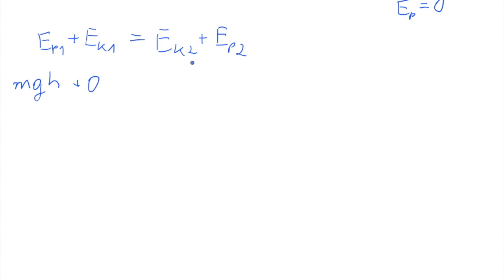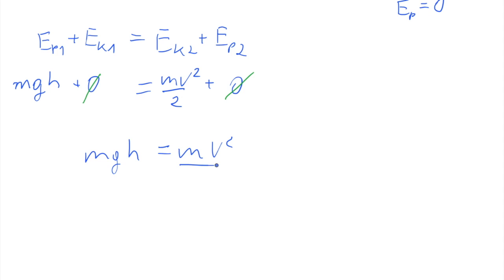Now, at the bottom of the swing, kinetic energy has some value, but the potential energy is equal to 0, and kinetic energy we can say is mv squared over 2. So this is my expression for the conservation of mechanical energy. Potential plus kinetic at the bottom is potential plus kinetic at the top. Now, if I rewrite it, getting rid of the zeros, we have mgh is equal to mv squared over 2.